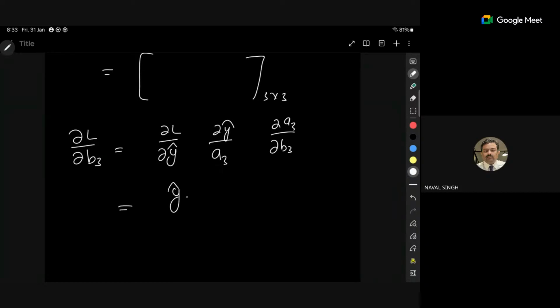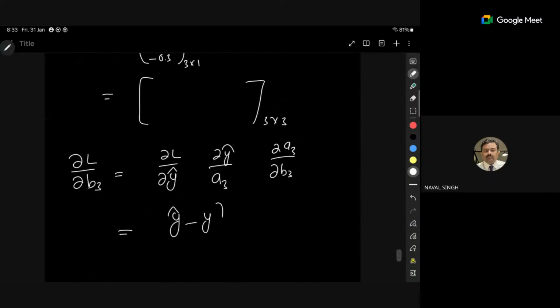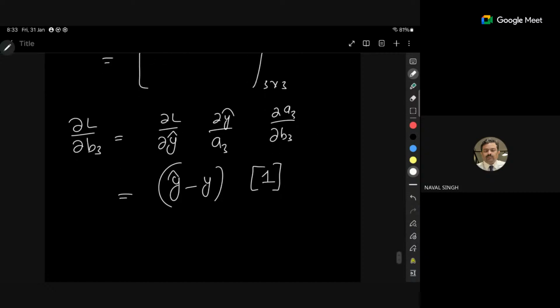Y hat minus Y, okay, and here you will get, with respect to the transpose function, what you will get is 1 if there is a value. Okay, and I think this should there be one more? No, just one. Okay, you will get one only.